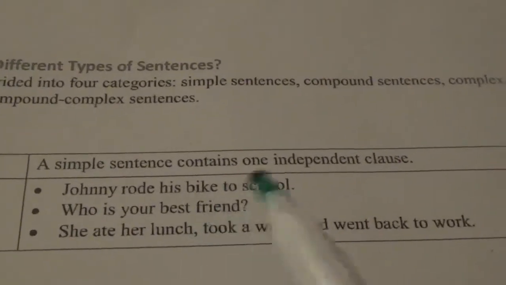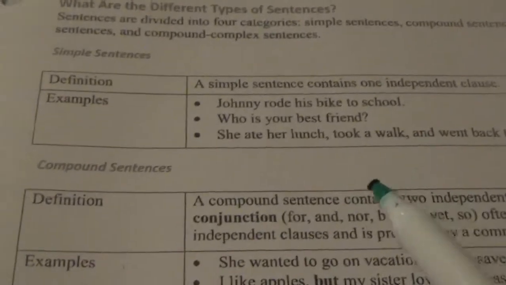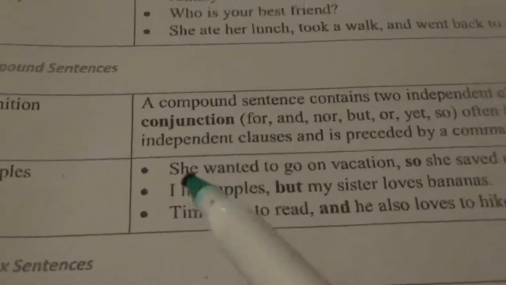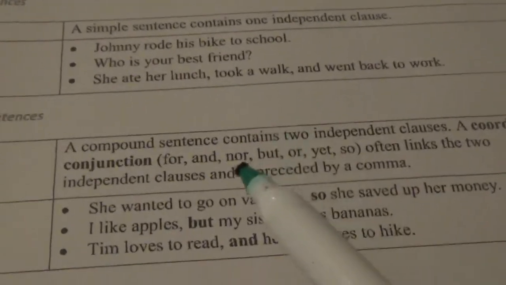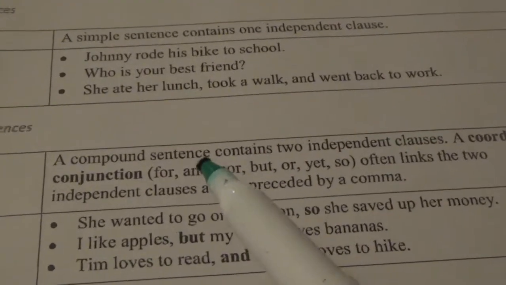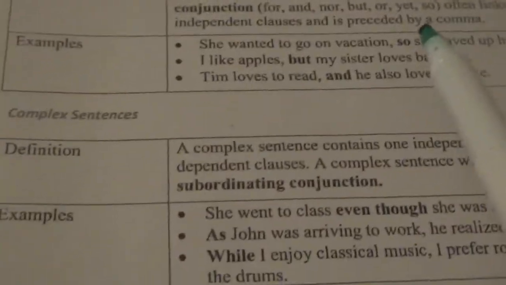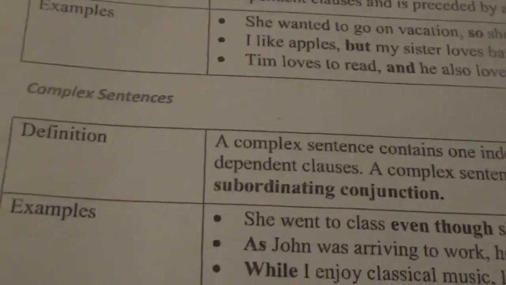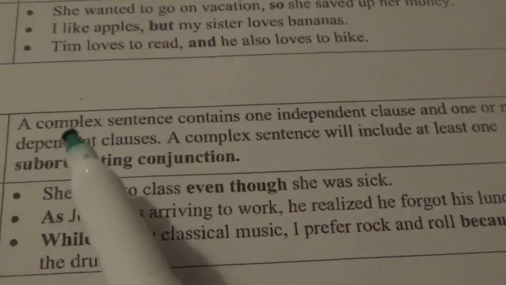A simple sentence is just one independent clause. That's easy to remember. A simple sentence is one independent clause. We also talked last time about compound sentences. A compound sentence contains two independent clauses joined by a coordinating conjunction. A comma and a coordinating conjunction. All right, so now we're going to talk a little bit about complex sentences. And complex sentences contain one independent clause and one or more dependent clauses.